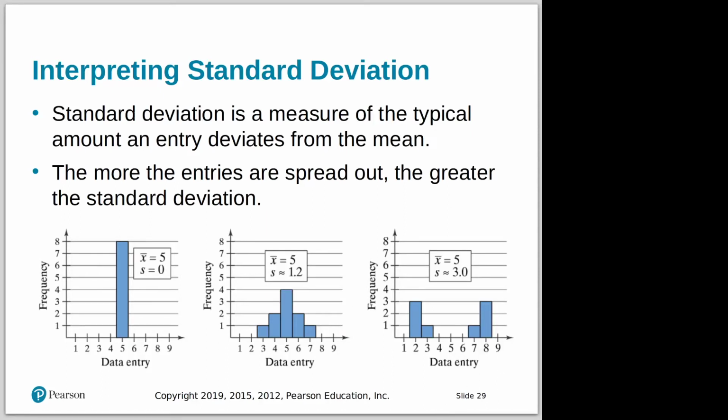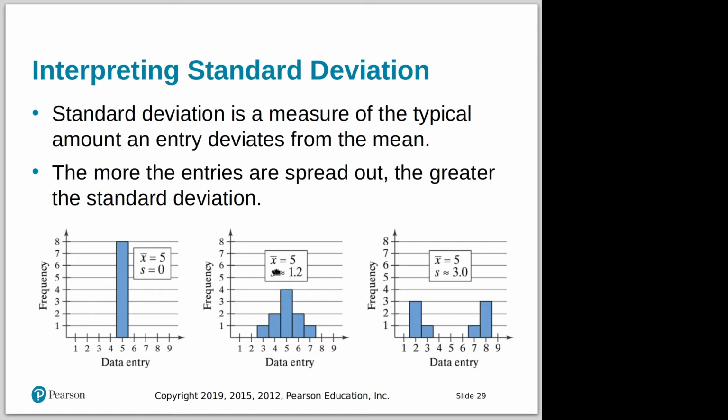Alright, so I want to take a little bit and look at the book here and how we can talk about standard deviation. So notice each of these samples has a mean of 5. This has a standard deviation of 0. All of the data entries are within bin 5. So there's no spread.